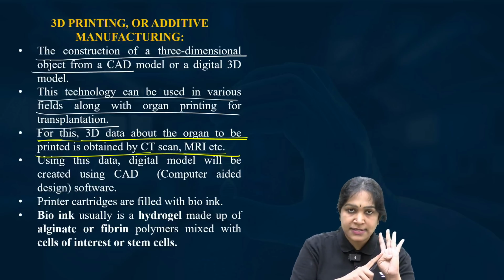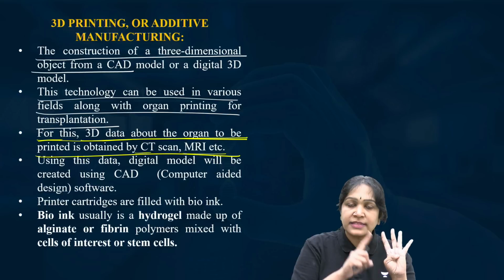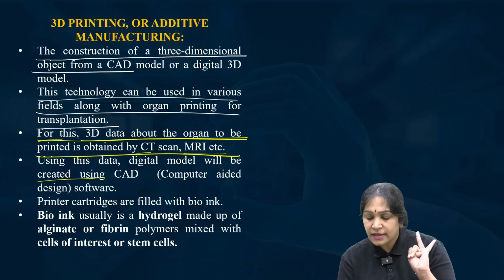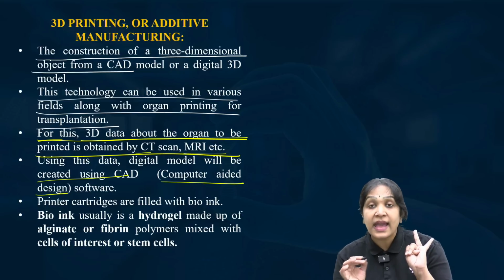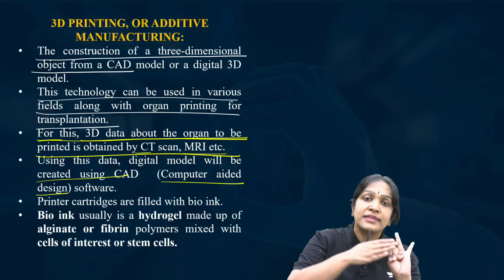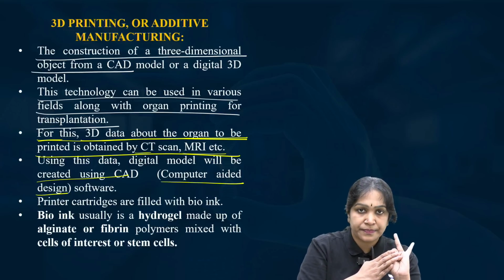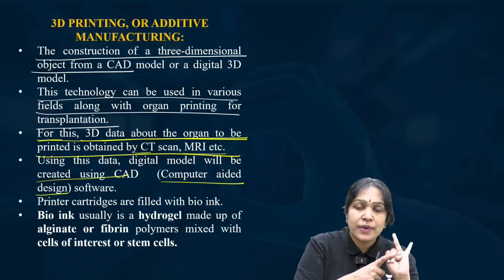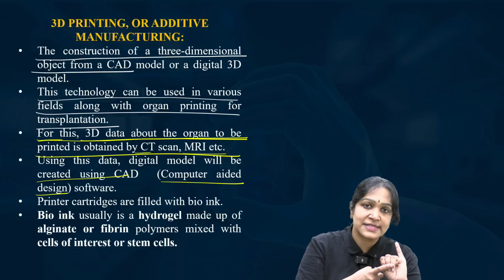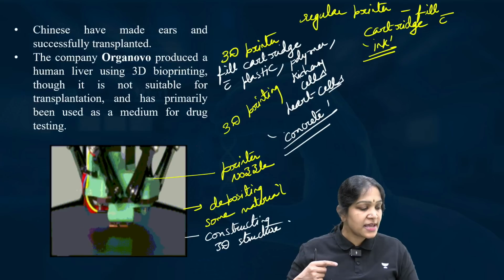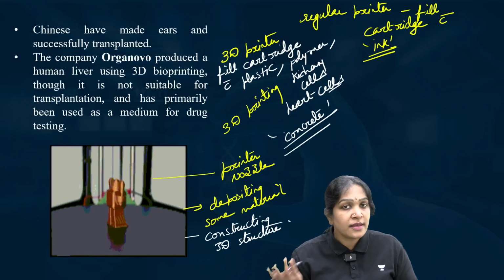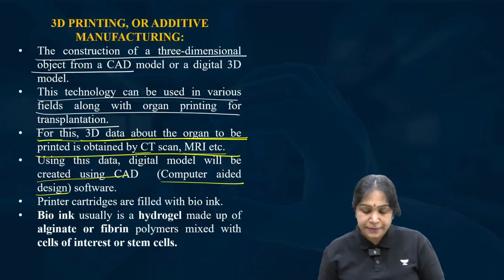First step, take the CT scan or MRI. It will give the 3D image of your heart. And then using computer aided design, CAD software, make a digital image of your three-dimensional heart structure. This is the input you are giving to the computer, and fill the cartridge with heart cells. That's it. Just like this we can print out the human heart and we can transplant it to the heart patients. Is it clear? Okay.